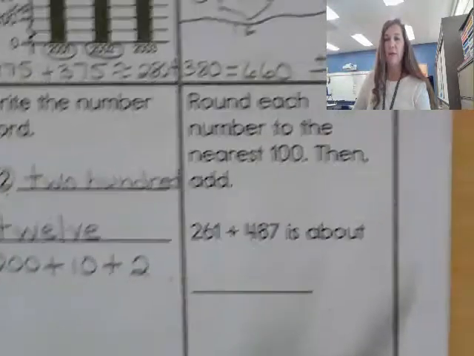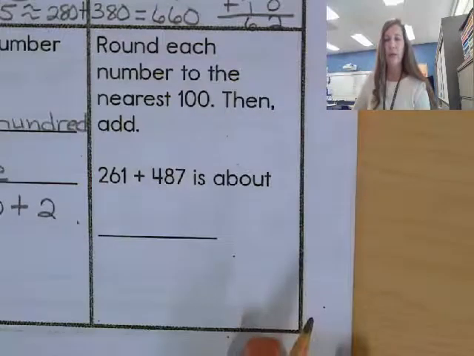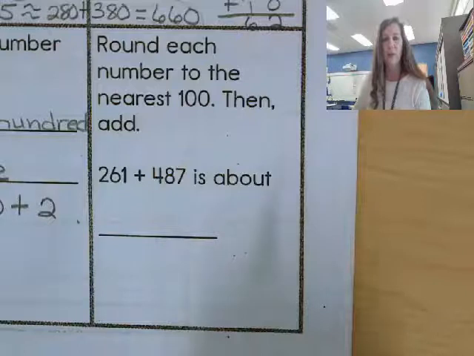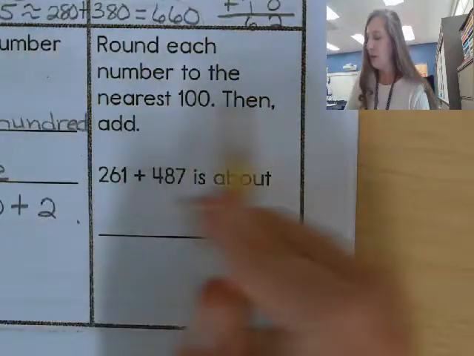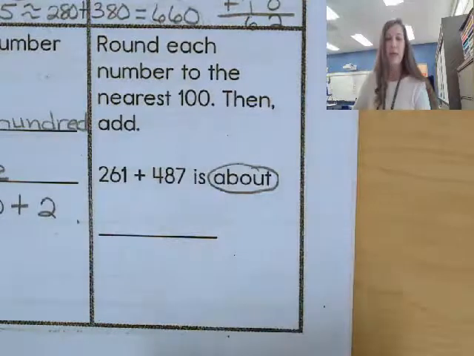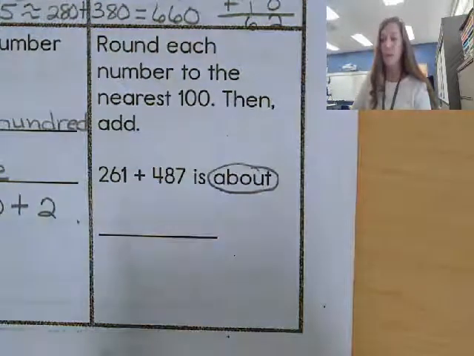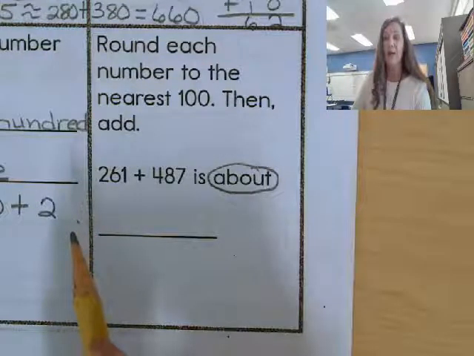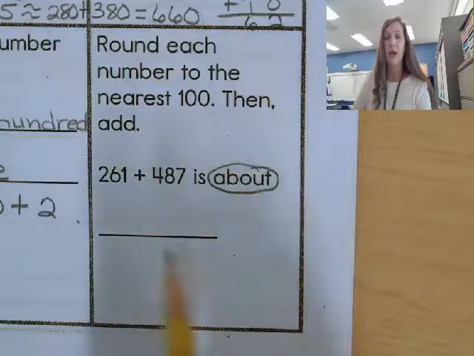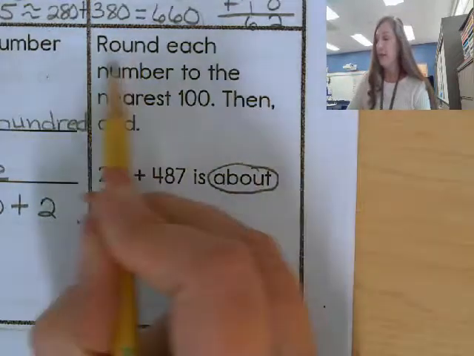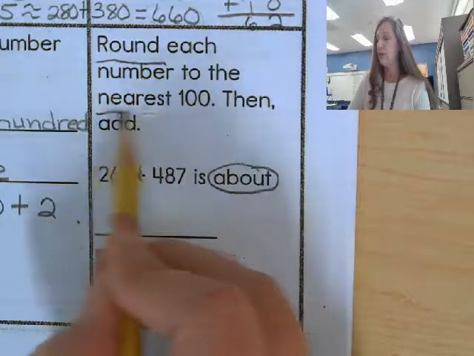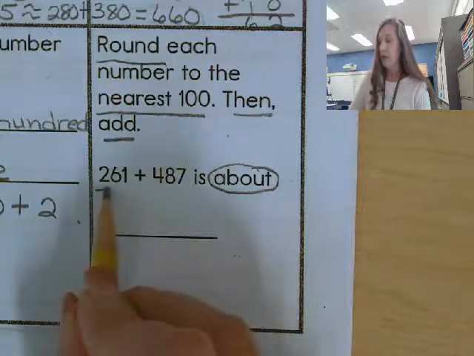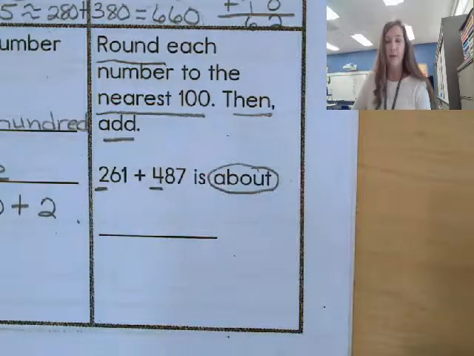Okay, our next problem has to do with rounding, and we're getting better at this, but some of us are still struggling with remembering that we see the word about. So that means they don't want an exact amount. That is also included in word problems. So if they say about how many, then we know that we're going to be rounding that number. And in this case, it says to round each number to the nearest 100, then add. Okay? So here's my hundreds place. I have a 200 and a 400.